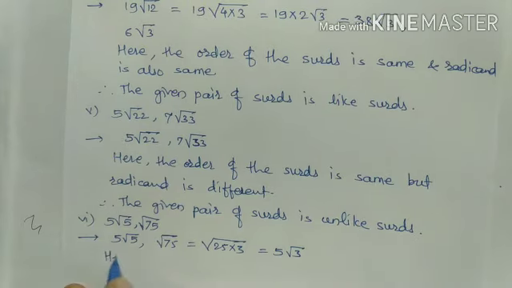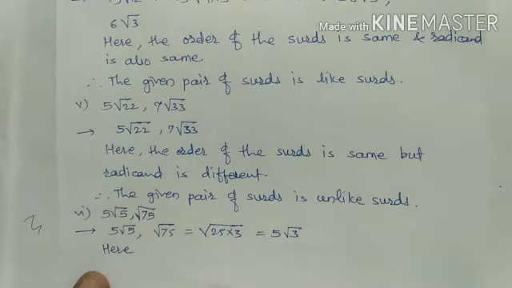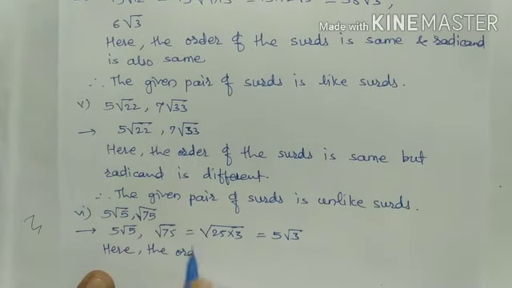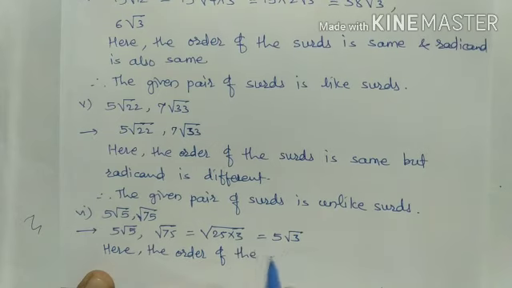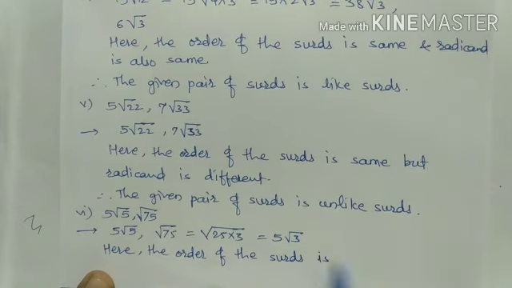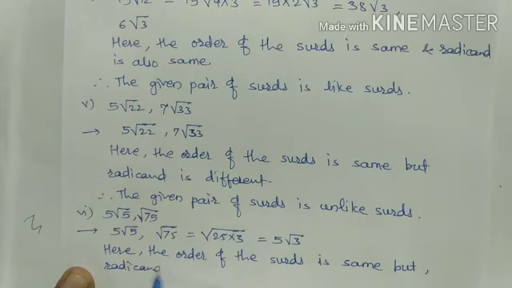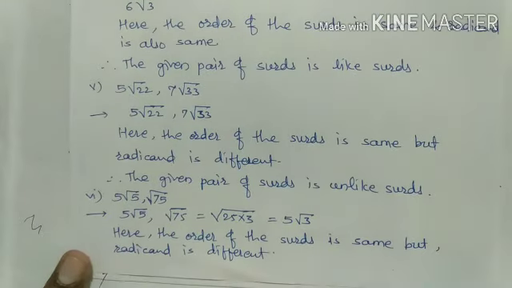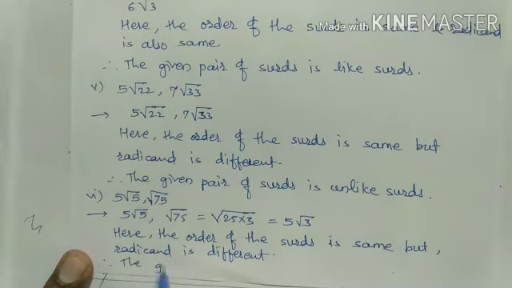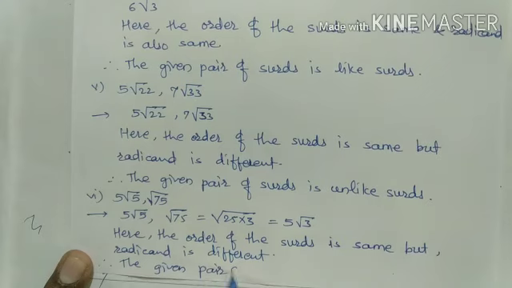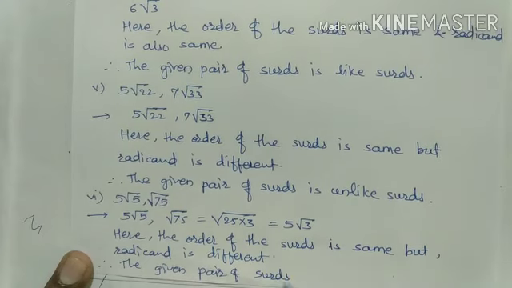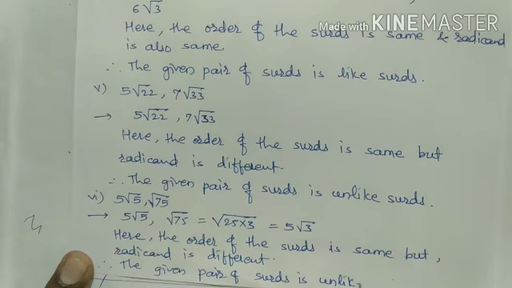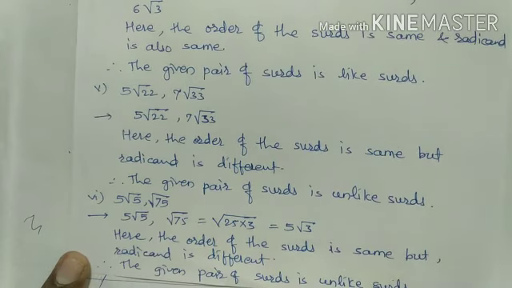So here we write: the order of the surds is same but the radicand is different, therefore the given pair of surds is unlike surds. So this is an example of unlike surds.